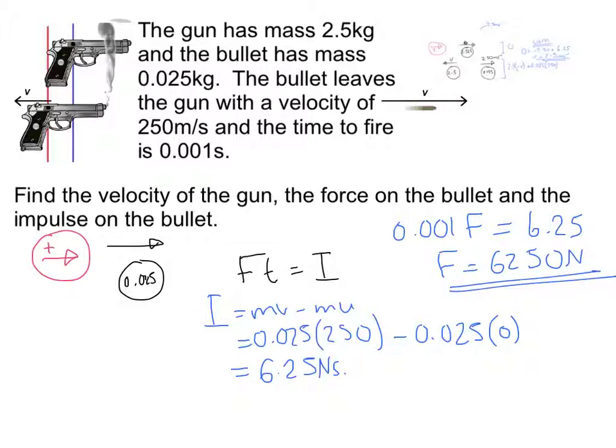So I've actually worked out both parts of that question. I've got the force on the bullet, 6250 newtons, and I actually found the impulse on the bullet first in order to find the force. So I've got that as well, 6.25 newton seconds.